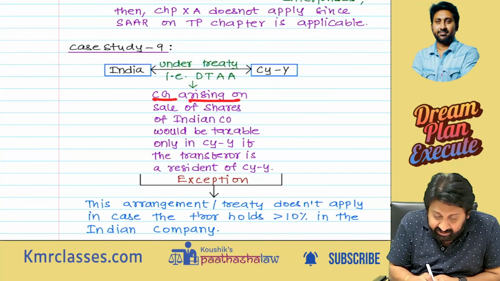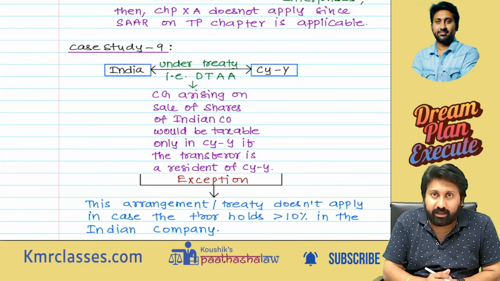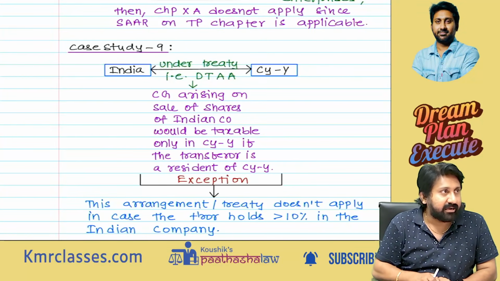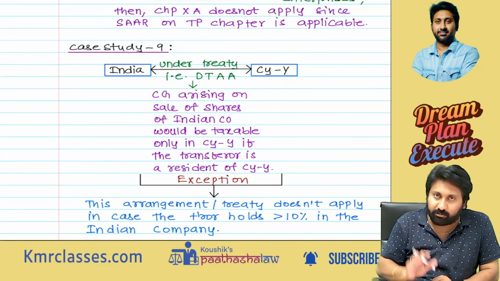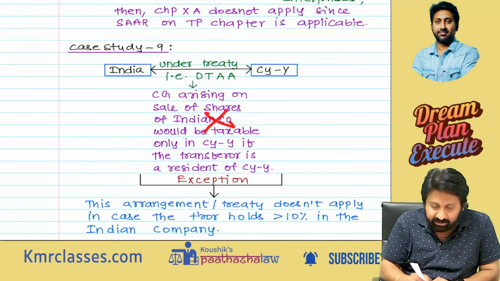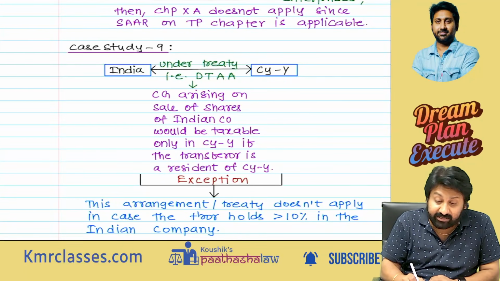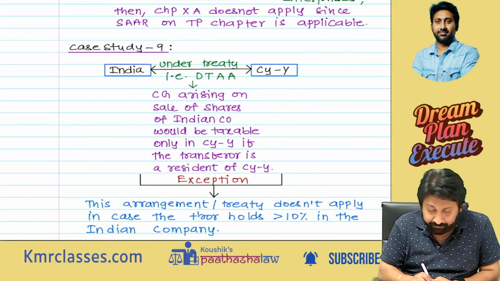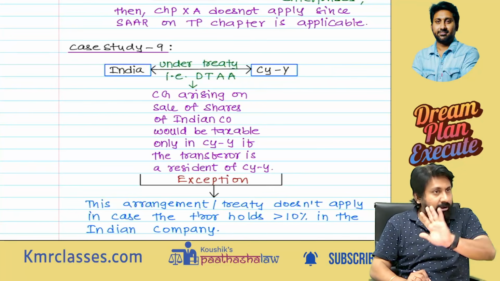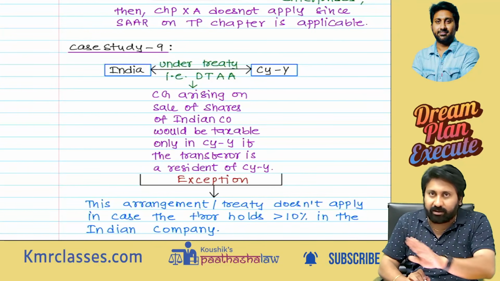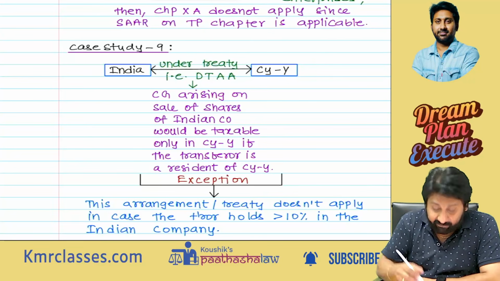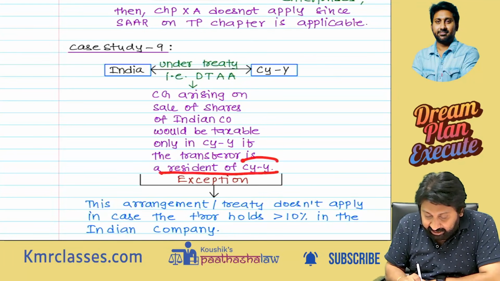Capital gain arising on sale of shares of Indian company. If any capital gain arises on the sale of shares of an Indian company, income is accruing or arising in India, and that will become taxable for everyone. But because of this DTAA, what they said is, no tax will be levied on capital gain arising on sale of shares of Indian company; it would be taxable only in country Y. Only in country Y, no tax in India. Okay, there is no double tax. When provided, the transferor, meaning the seller of the shares, is a resident of country Y.